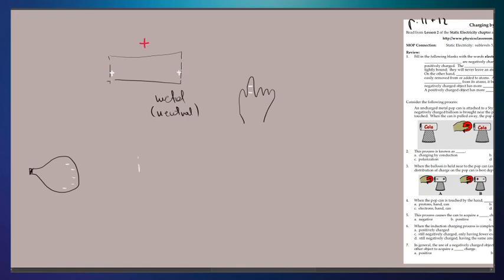So in charging by induction, first thing that happens is you polarize a conductor. Second, you remove the positive and negative charge by grounding this thing. So you ground the conductor, just remove some charge, like positive or negative charge. You can remove positive or negative charge, and that's it, and you end up with a charged object.